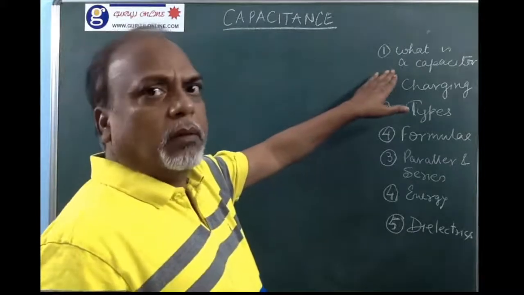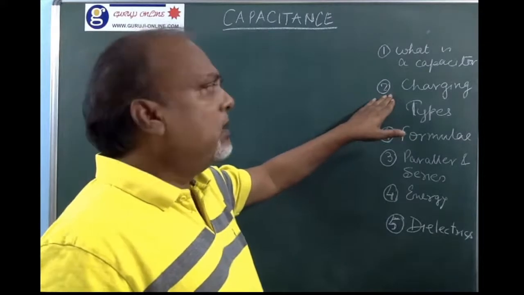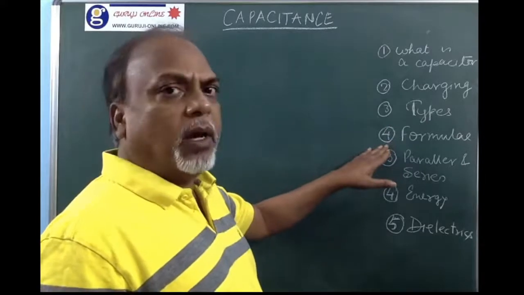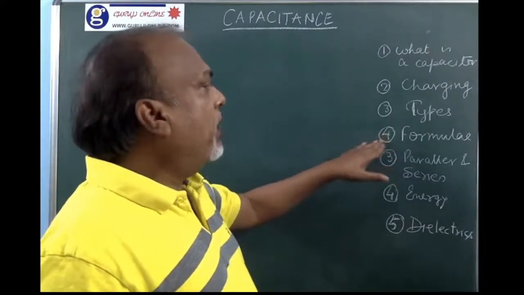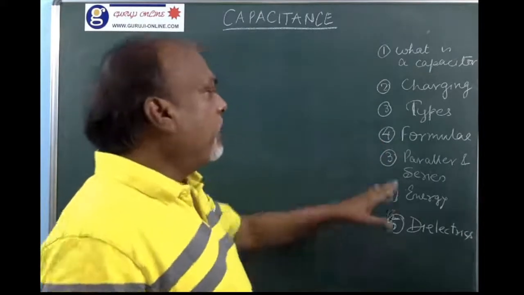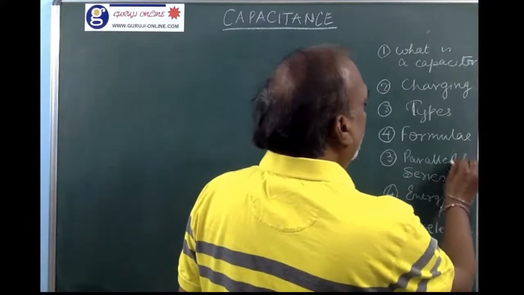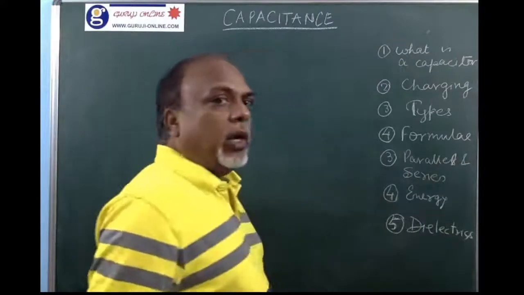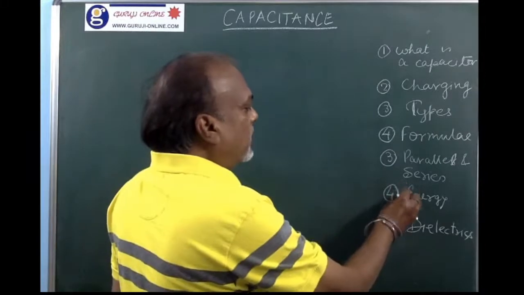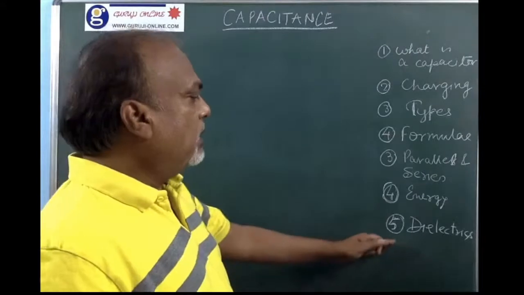What is the capacitor? We will talk about what is the capacitor, then how it is charged, what types of capacitors are there, how we can arrive at the formula for finding out the capacitance, and if the capacitors are joined in parallel or series, then what is the formula, how we can find out the equivalent capacitance, and of course what is the energy stored in the capacitor, and then dielectric.